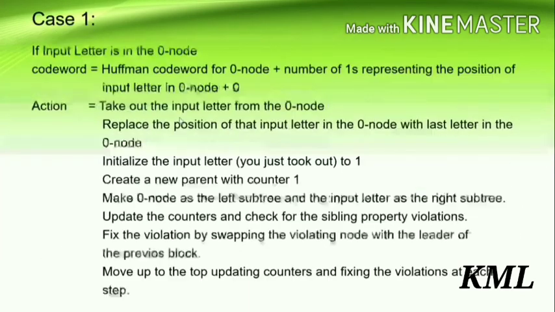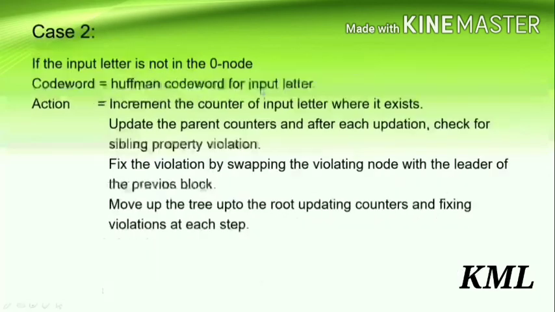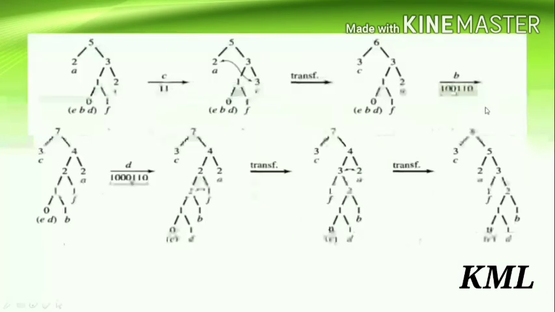So what do you do? How do you write the code word? Huffman code word for 0 node plus number of ones representing the position of the letter in the 0 node plus 0. So what is the Huffman code word for 0 node? We have a 1 0 0 here. Okay, so 1 0 0.